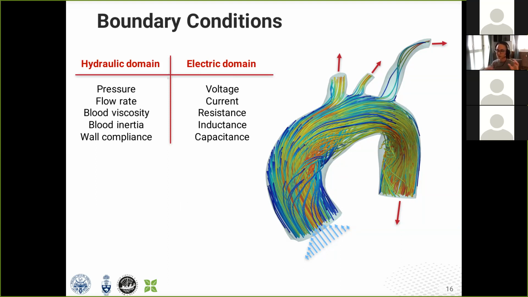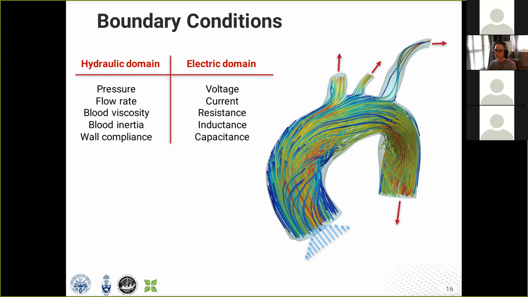And once you start this analogy, you see that blood viscosity can be assimilated to resistance, so something that goes against the current. The higher the resistance, the lower the current will be. And so the higher the viscosity, the lower the flow rate. At the same time, blood inertia, so the ability of blood to flow even in the absence of a force, is similar to an electric inductance. And the compliance of the wall instead, so how the walls of the vessels are able to enlarge when they are exposed to a larger quantity of blood, is similar to an electrical capacitance.